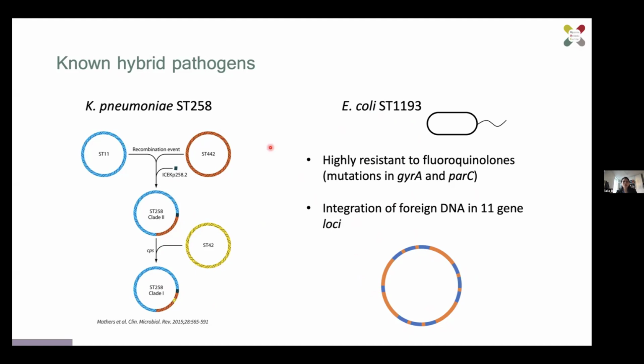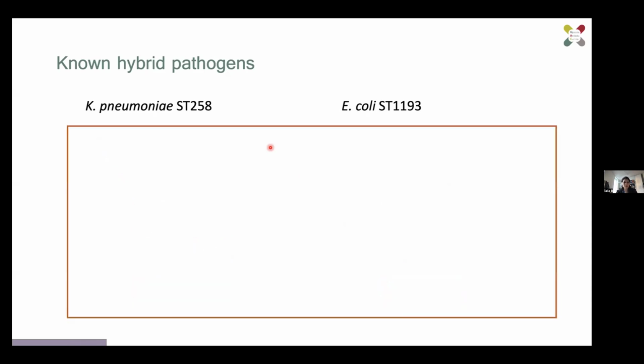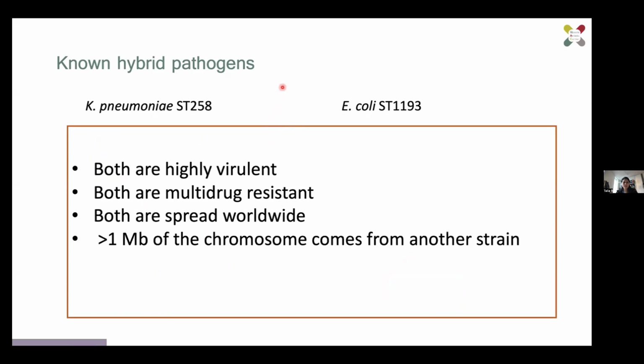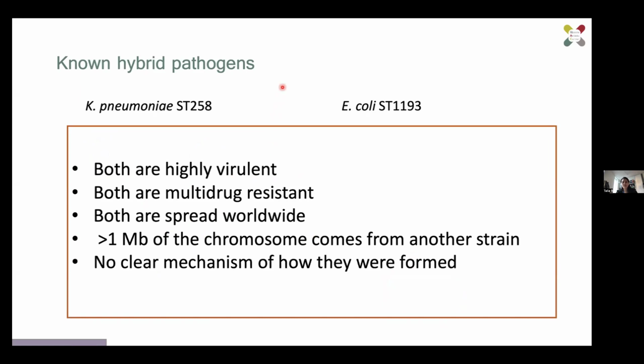Both of these strains were found to be hybrid a bit by accident. This was not what they were looking for, but then it turns out that they are hybrids. What's relevant about both of them is that they are very virulent and multi-drug resistant. Both of them are spread worldwide. More than 1 megabase of their chromosome comes from another strain. This is a lot of DNA, around 25% of the whole chromosome. And it is not clear how they were formed in nature. At this point, it was not clear whether this was just a very rare event or if we could find more of these strains in nature.